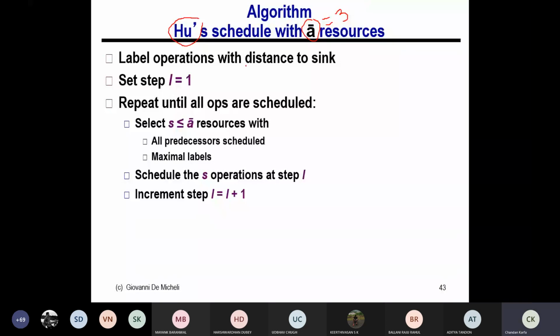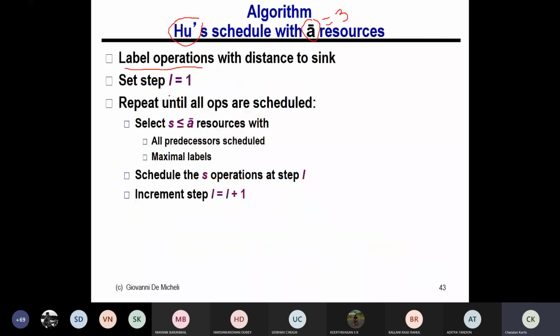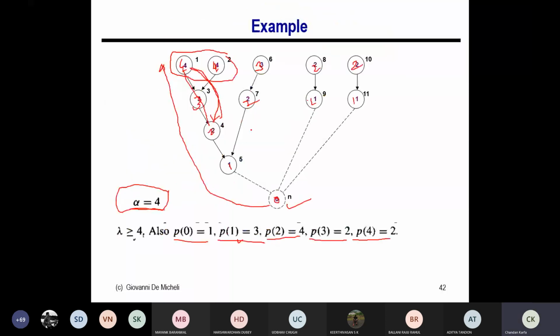We first label the operations the way I did here, and then I try to schedule from time step 1, 2, 3, 4, and so on. I start my scheduling from time step 1, L equal to 1, and I repeat this loop until all operations are scheduled. What I'm going to do is see which operations are schedulable at this level, that is, when all their predecessors are already scheduled.